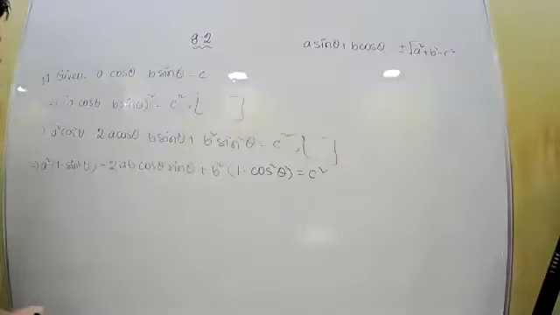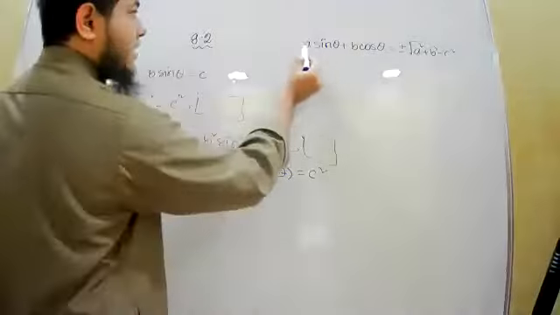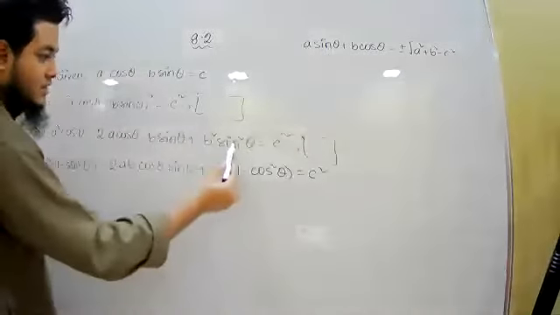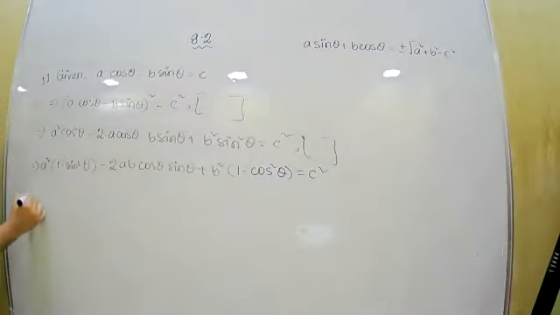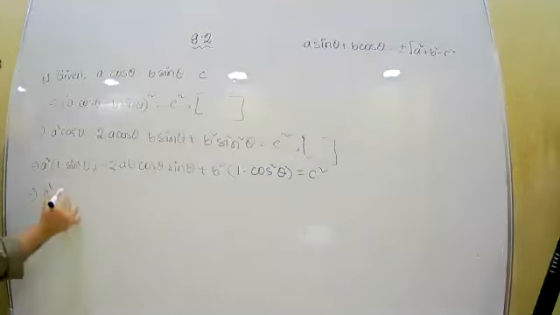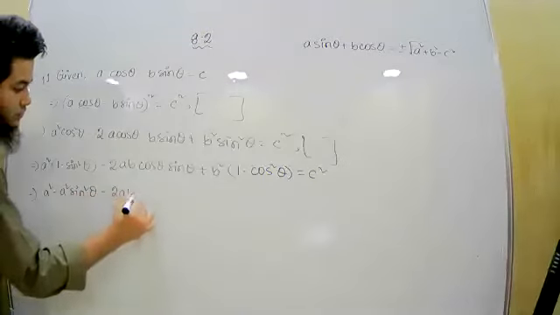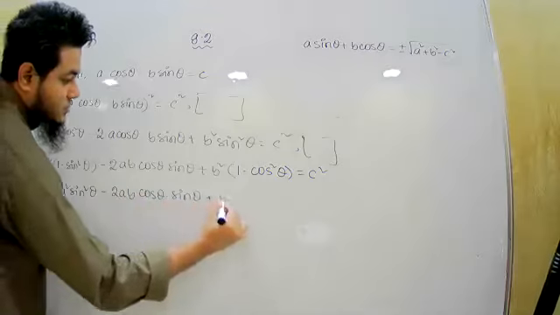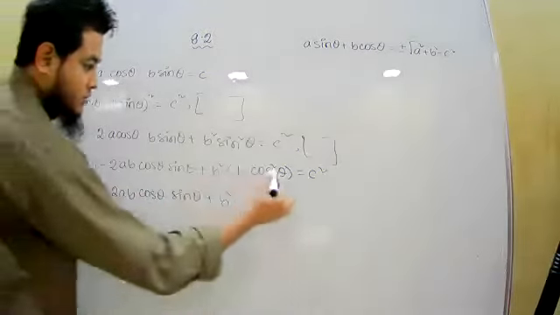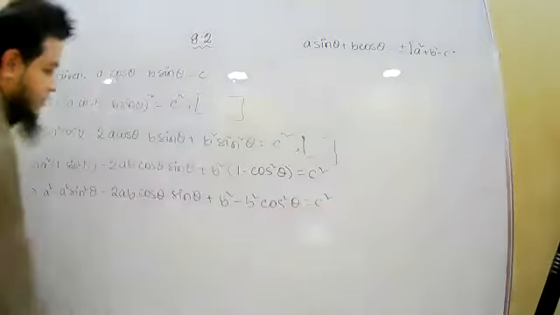Now, why should we do that? Because you see here a is multiplied with cos theta, but here a is with sin theta. That means sin theta needs to be changed to cos theta, and cos theta needs to be changed to sin theta. So now we will lift up the bracket. A square into 1 will be a square sin square theta, minus 2ab cos theta into sin theta, plus b square into 1 is b square, into cos square theta is b square cos square theta, is equal to c square.